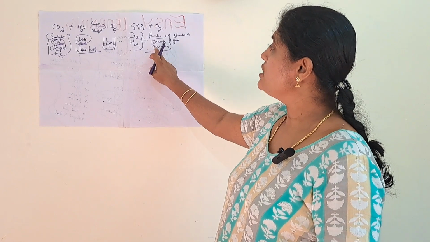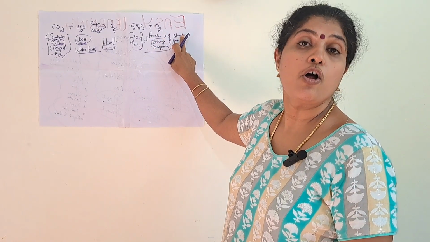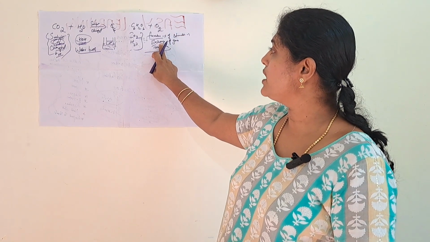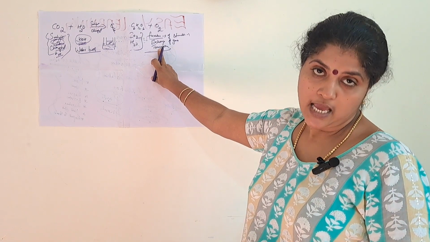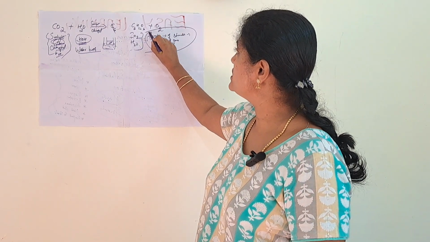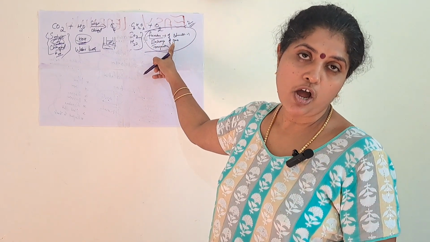So these two processes take place with the help of stomata which are present on the surface of the leaf. So these are the two main functions of stomata. One is the exchange of gas and the other one is transpiration. So you should concentrate on this area because this question always comes for 2 marks. The 2 mark question is the function of stomata.